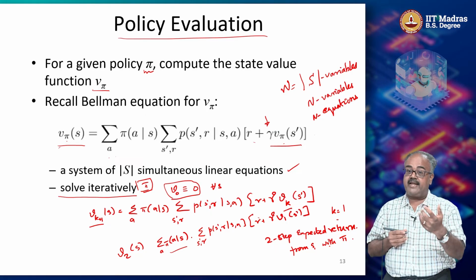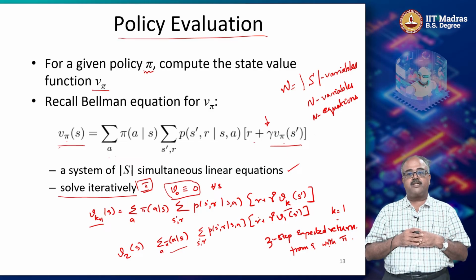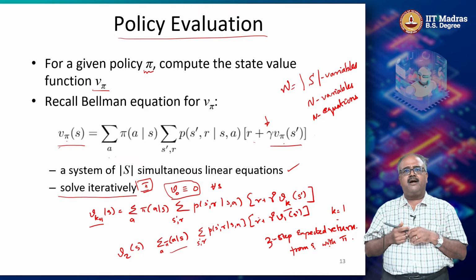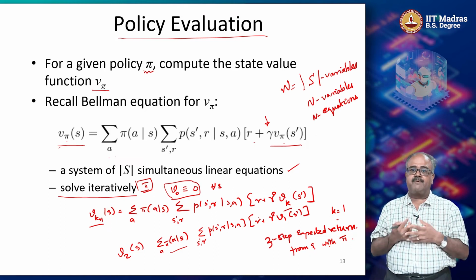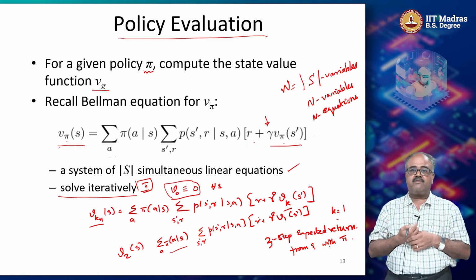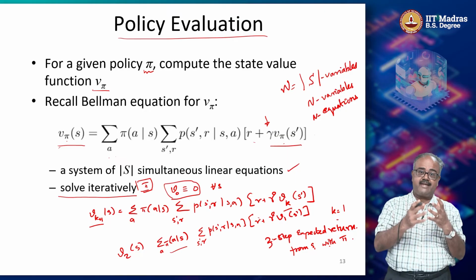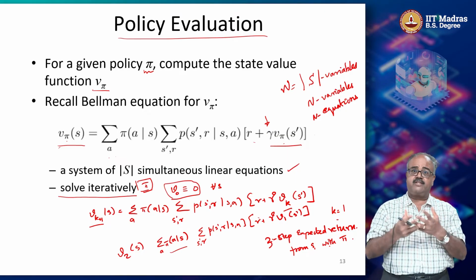Likewise, what happens when k equals 3? I'm going to get my 3-step expected return, and as k becomes larger and larger, I'm going to get my infinite expected return, basically the complete expected return starting from S and behaving according to policy pi. So this is the basic idea behind the dynamic programming way of doing policy evaluation.